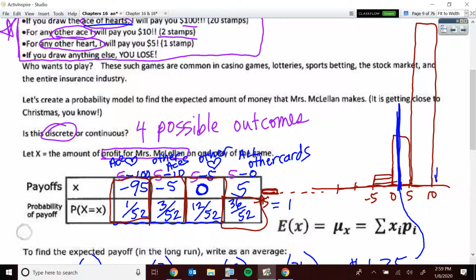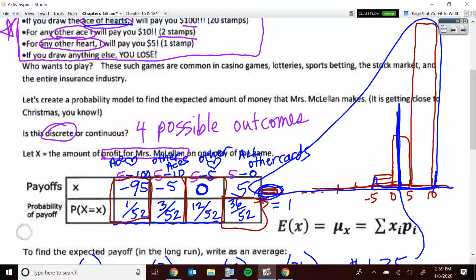So talk to me about the spread of this. We have a lot of it right here, but because of this outlier way down low, tell me what that does to the spread, to the standard deviation. Makes it what? Bigger. Because this is an outlier, this is what makes gambling appealing. That outlier makes it high risk, high spread, large standard deviation.